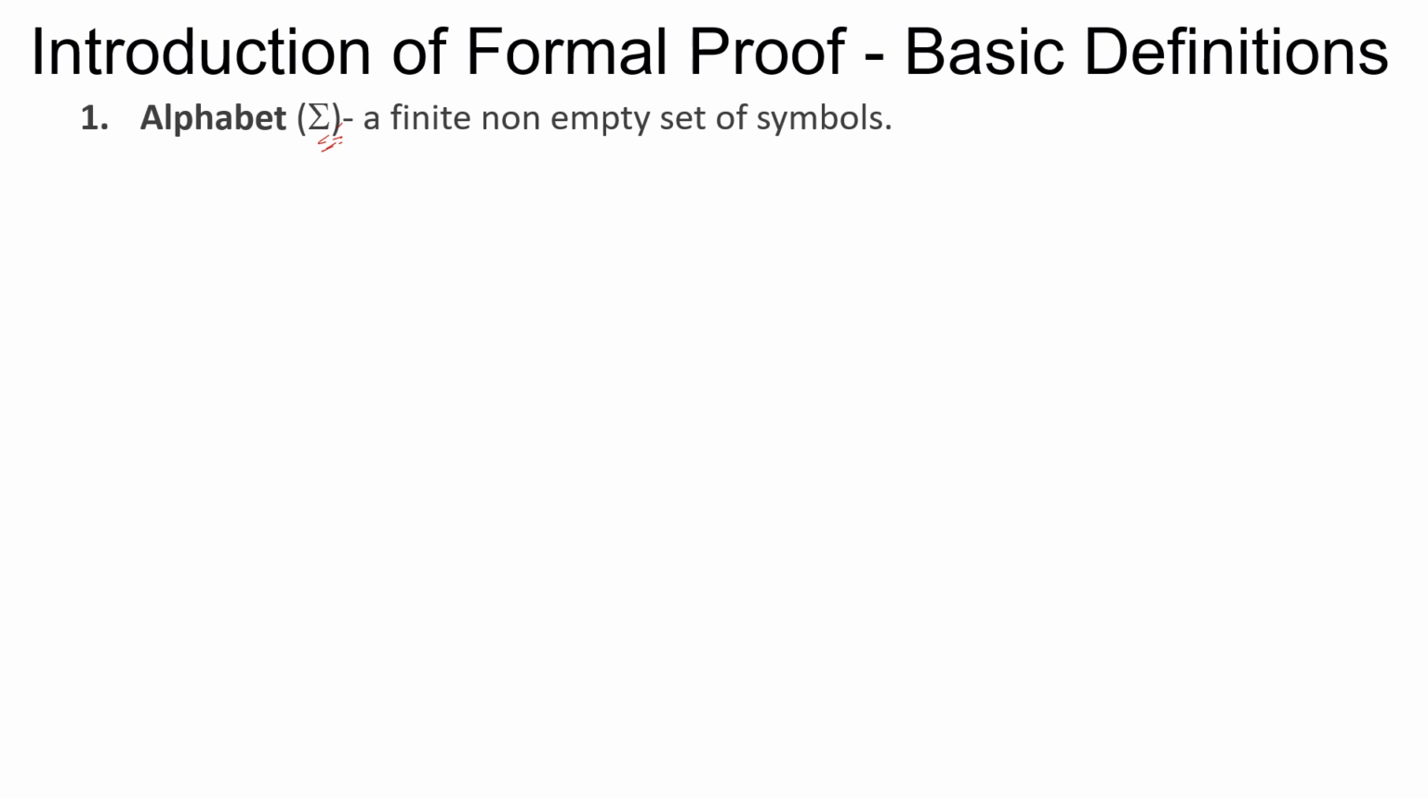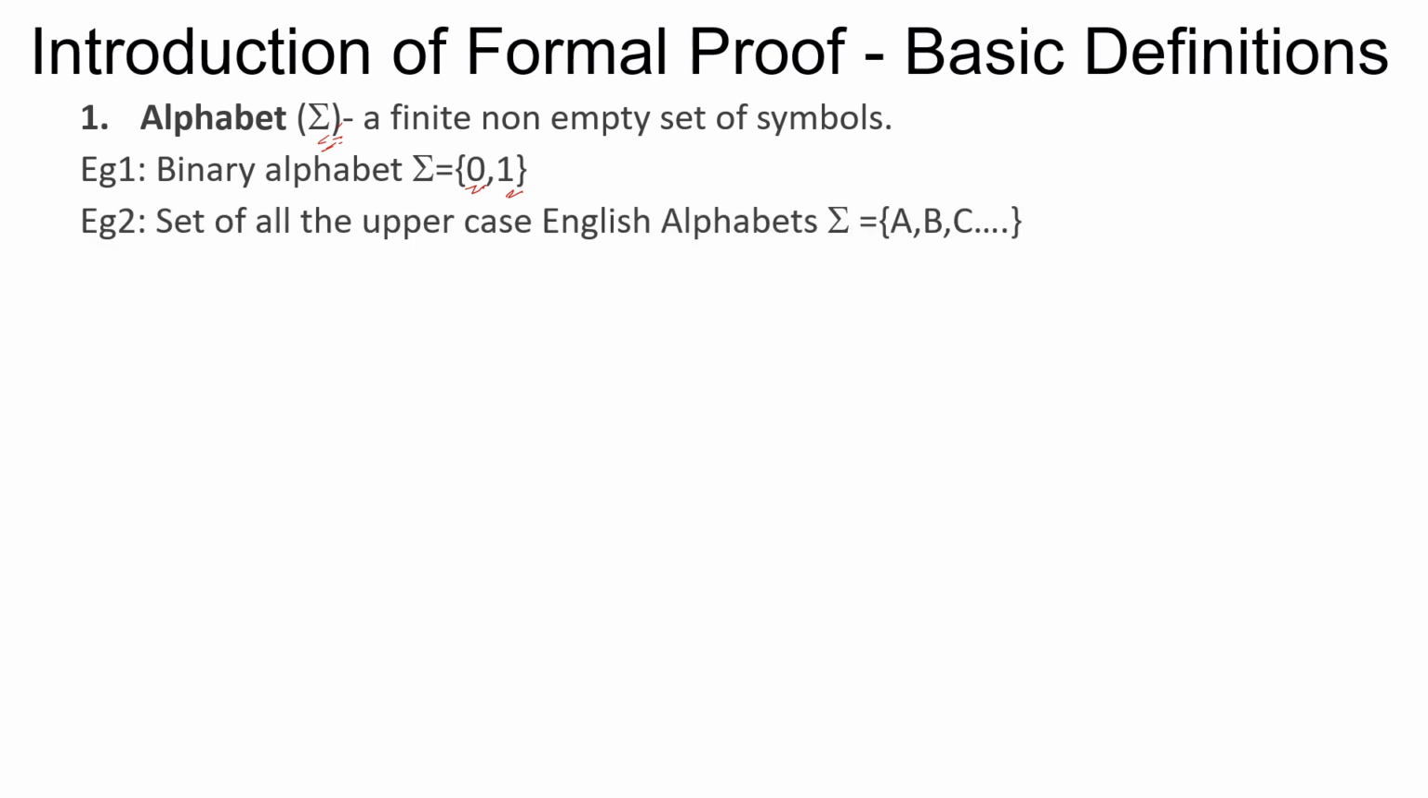So in English, what are the alphabets we have? A, B, C, D and till Z. Similarly, here you can define any set of symbols as part of your alphabet. Let's take some examples. First example is, let us consider the binary alphabet. Here in the binary alphabet, you have only two symbols, 0 and 1. So I denote my binary alphabet as sigma is equal to {0, 1}. Second example is the set of all the uppercase English alphabets. My alphabet is now the set of A, B, C, all in uppercase, till capital Z.